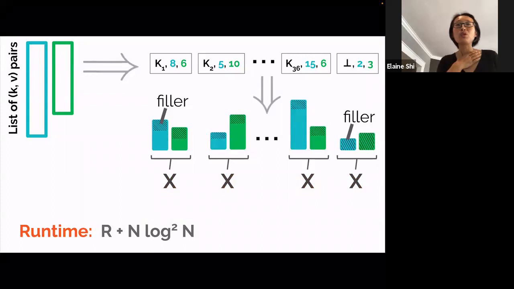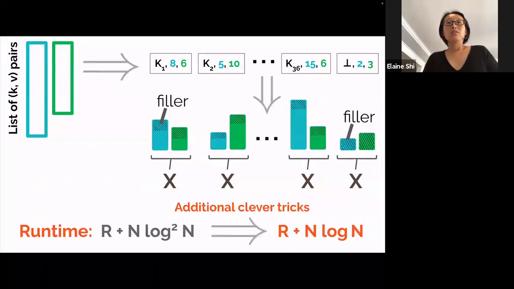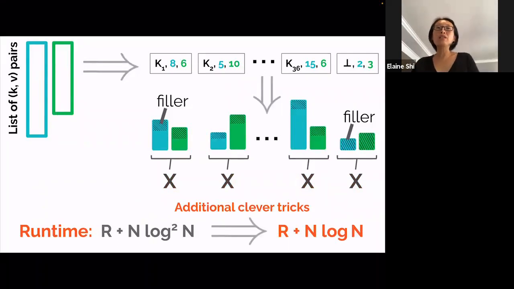It's not too hard to show that this entire algorithm takes time r plus n log squared n. Recall r is the true output length. But remember, our final result is actually r plus n log n, right? With the log n factor smaller. And to get this final result, we'll need some additional tricks. I don't have time to cover them, so just read the paper for the details.